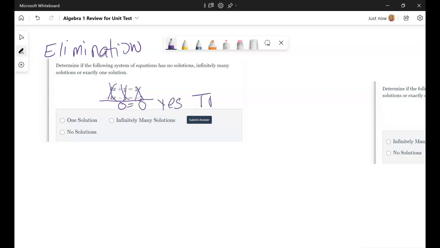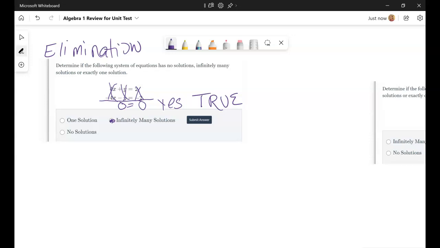Yes, that is true. When it's yes and it's true, which of these happens? Infinitely many solutions. How is there not no solution though? It would have to be false. It's the exact same problem. The top one, if you multiplied the top one by negative 1, you'd get the bottom one. And so that makes every single part of that cancel out.